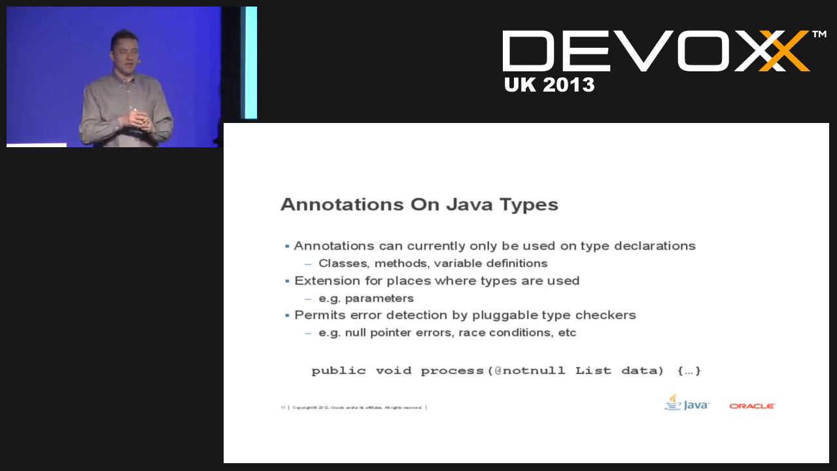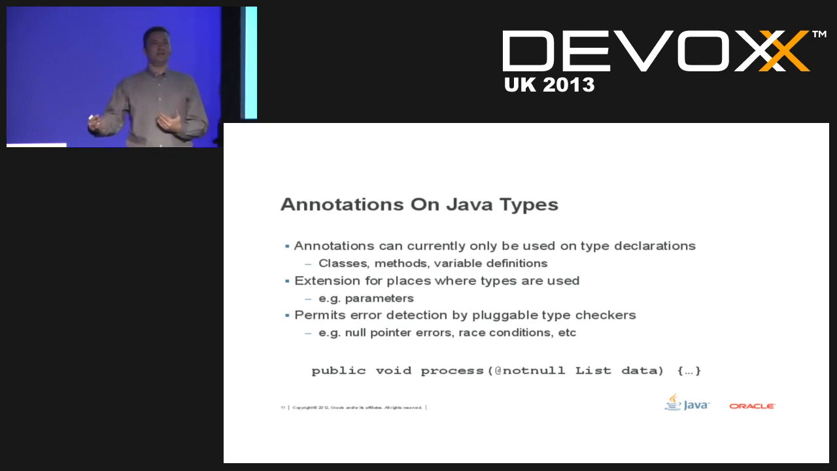So this means that if you have something like a method call and you're passing parameters to that method, you'll be able to annotate the parameters as well as the definition of the method itself. So here I've got a simple example where I say, okay, I've got my method called process, and I'm passing in some set of data to that. What I can now do is provide an annotation which says that this list should not be null.